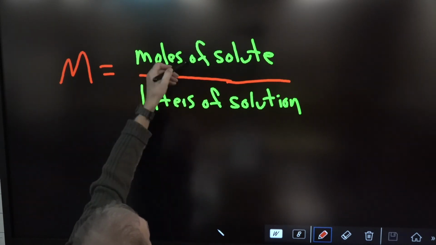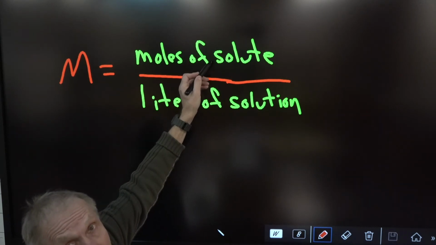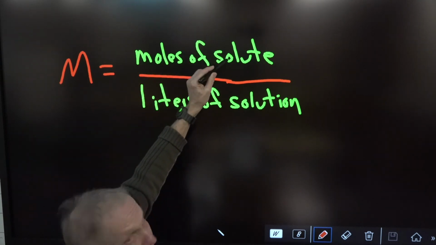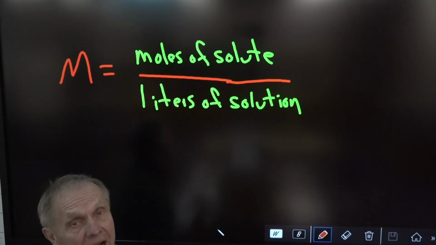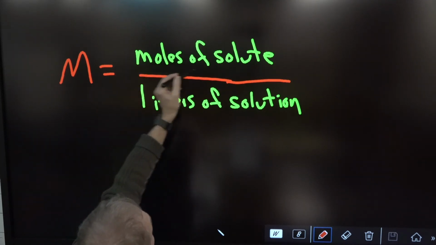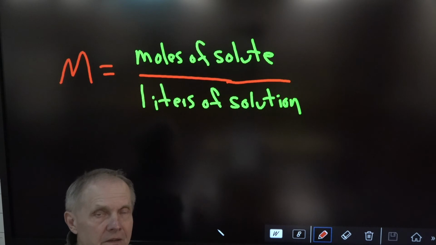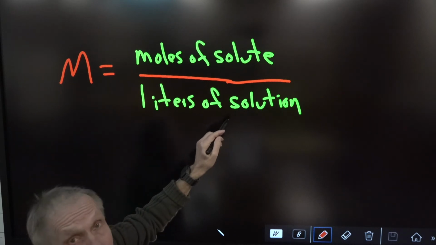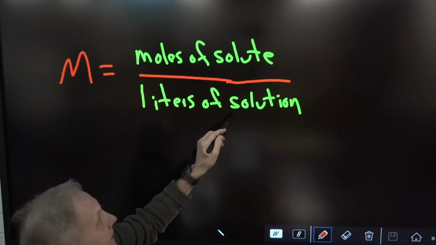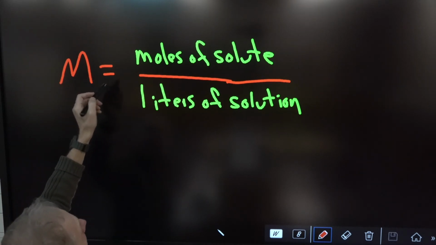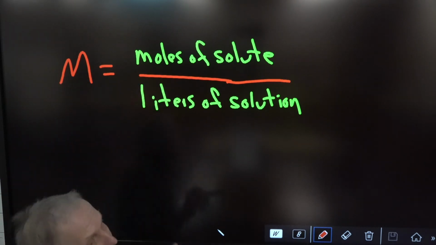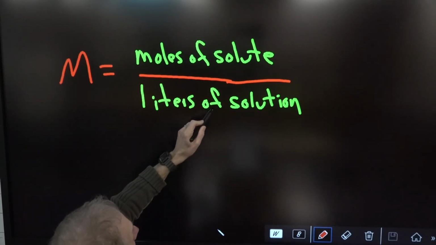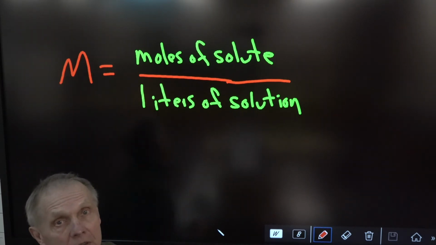If I double the amount of solute on top, that will double the molarity because that's a direct relationship. If I cut in half the moles of solute, then the molarity is cut in half, all right? So that's a direct relationship between moles of solute and molarity. But what if I double the amount of water? If I double the amount of water in the solution, that makes it more dilute. That will cut the molarity in half. So this is an indirect relationship. Everybody got that? If I cut in half the amount of water here, that would double the molarity.